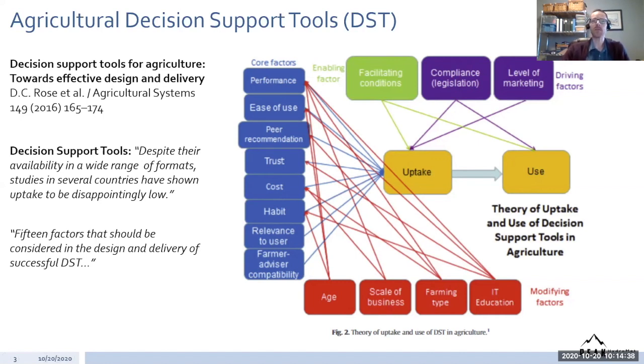And then there are all these core factors: ease of use, trust, cost, habit. So needless to say, there are a lot of things to look at when you're designing these things. Just putting out a tool is not enough. It's looking at who your user is, and then uptake is kind of that first part, but then actual use: does it get implemented? Because these aren't cheap to implement. Weather networks are expensive, so it's one of these things that we really need to consider.